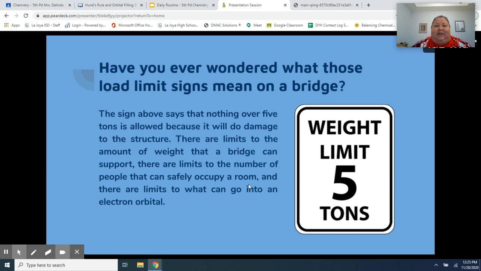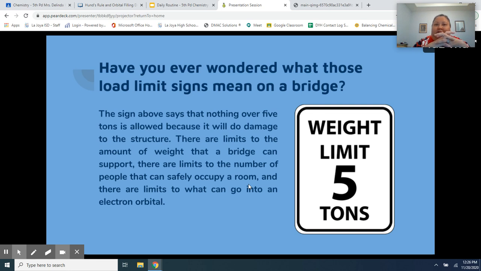There's a limit every time you step into an elevator. There are even limits right now on how many people can occupy a restaurant, and right now I believe it's only 75% capacity. Even if you go to a restaurant right now during the pandemic, you probably have noticed that compared to the way it used to be, there are now some empty tables where you cannot sit. So the same thing happens with electrons and orbitals.